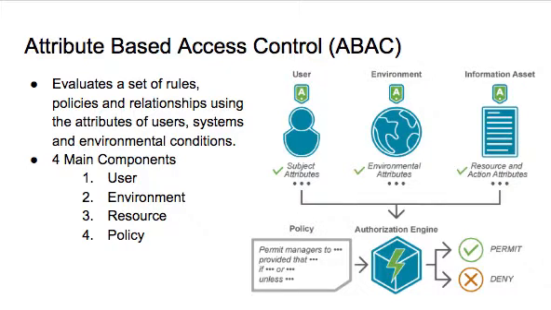Attribute-based access control, or ABAC, is a method that evaluates a set of rules, policies, and relationships using the attributes of the users, systems, and environmental conditions. Before discussing how ABAC works, it is important to define the four main components that comprise this kind of access control: users, resource, environment, and policy.